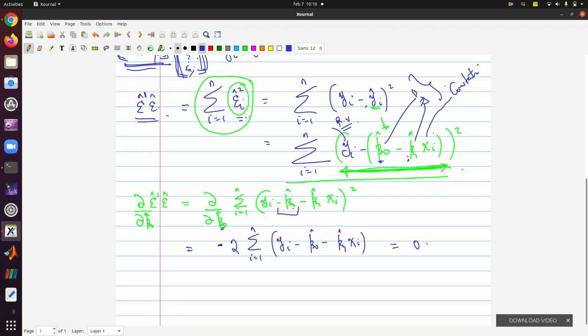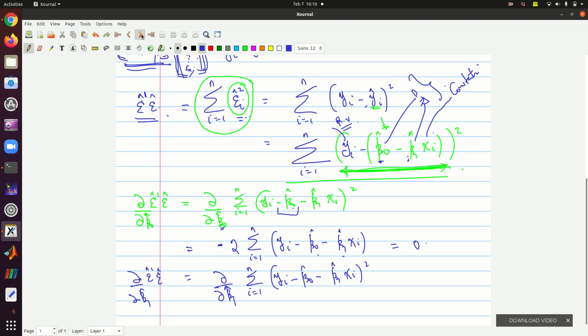Well, we have two unknowns. We have beta naught and then we have beta 1 in that equation. So I guess there is nothing much you can do to it. The next thing would be to find the partial derivative with respect to beta 1 of our squared residuals here. So this is the partial derivative with respect to beta 1 hat of the summation from i equals 1 up to n of yi minus beta naught hat minus beta 1 hat xi, then squared.